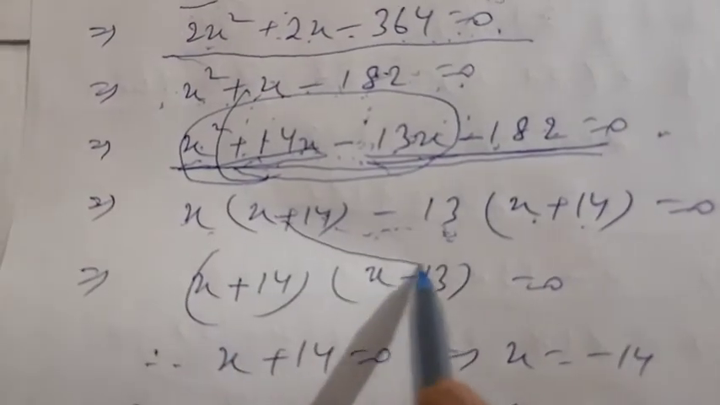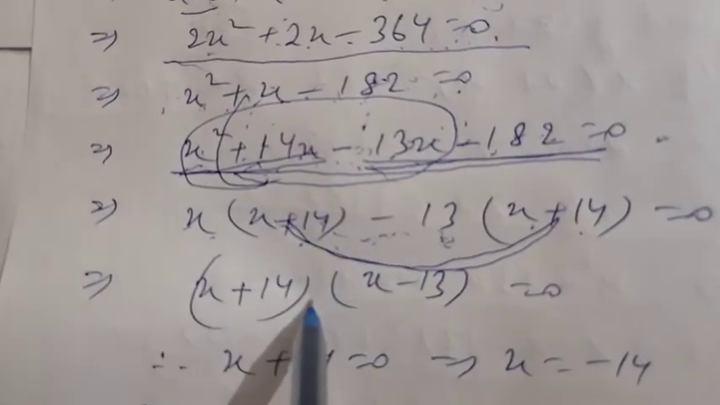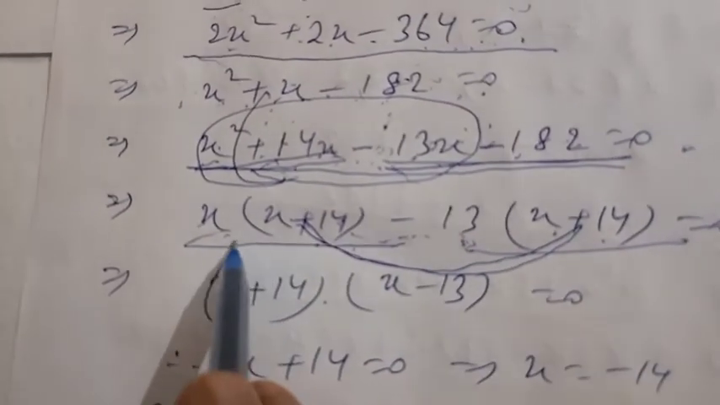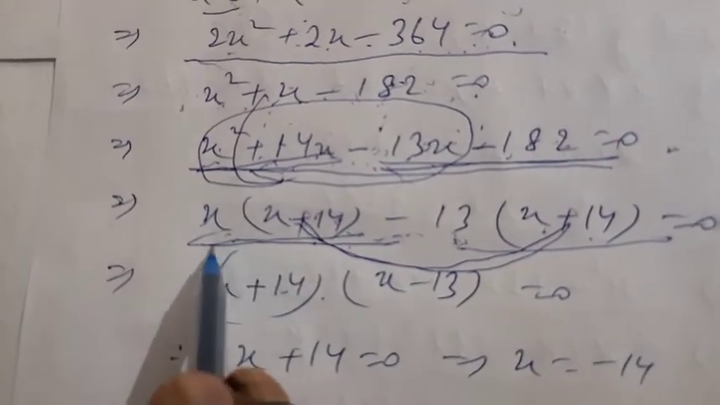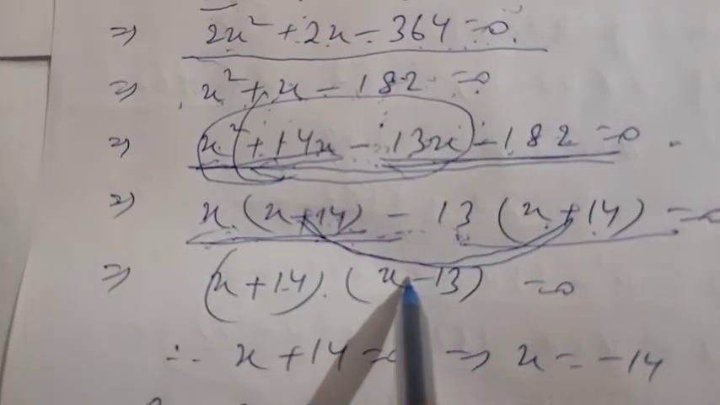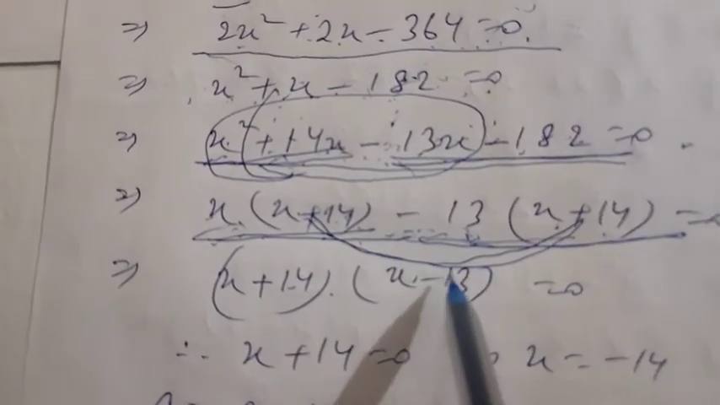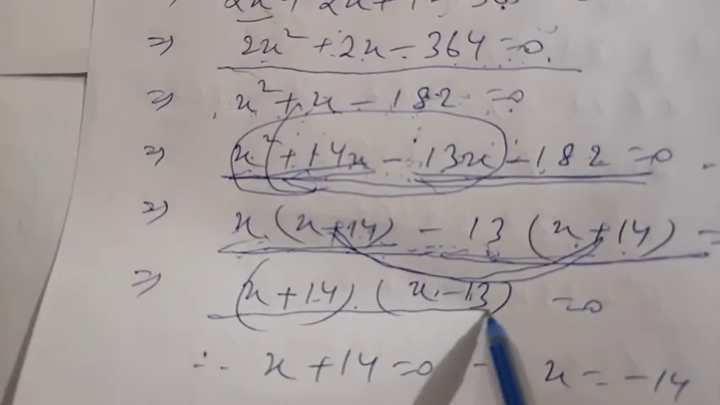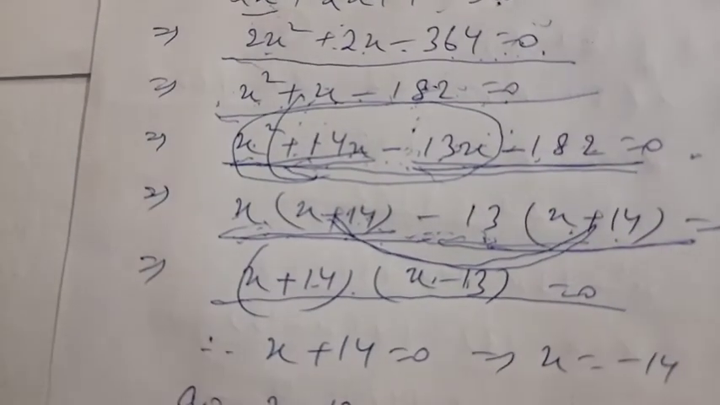Now we see that inside the bracket we have x plus 14 as a common factor. So we have taken out the common factor from both the terms. From this term, when divided by x plus 14, only x is left. And when this term is divided by x plus 14, minus 13 is left. So we have two factors now: x plus 14 into x minus 13 of the given quadratic equation x square plus x minus 182 is equal to 0.